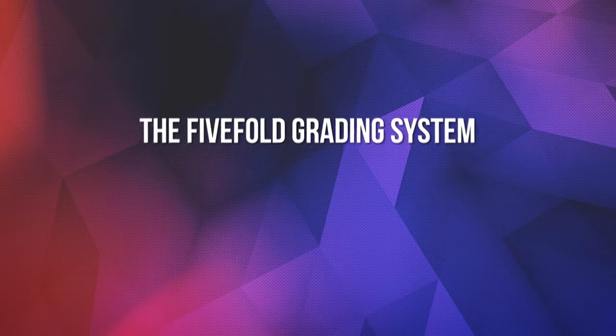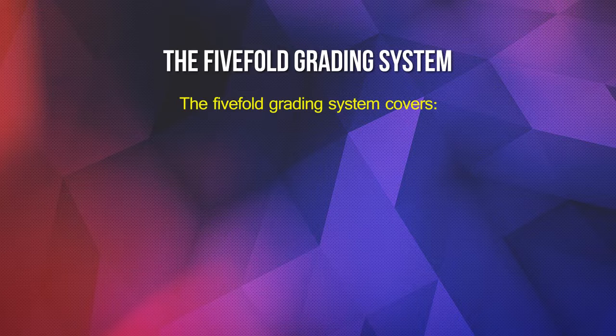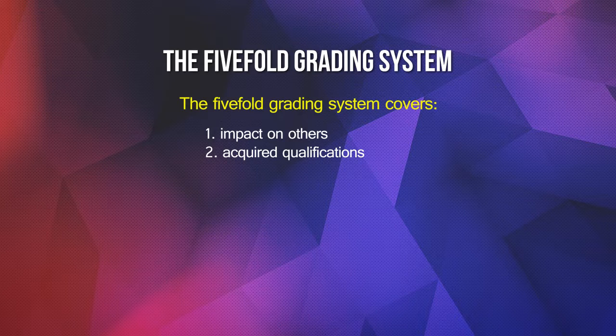The 5-fold grading system. The 5-fold grading system covers: 1. Impact on others, physical makeup, appearance, speech and manner. 2. Acquired qualifications, education, vocational training, work experience. 3. Innate abilities, natural quickness of comprehension and aptitude for learning.